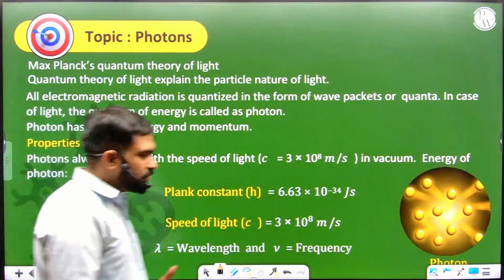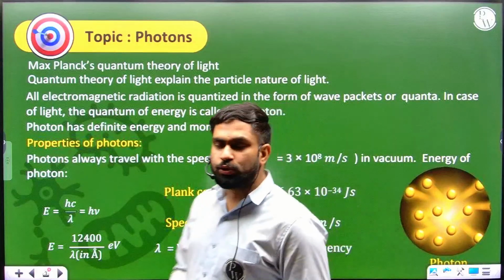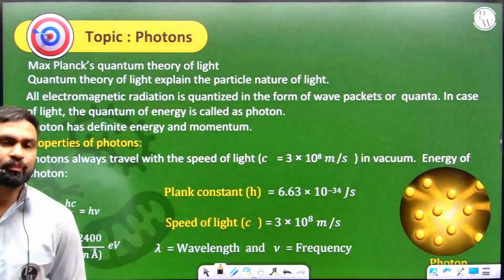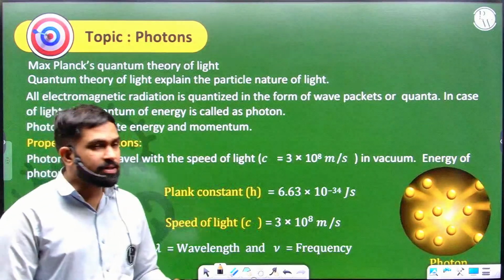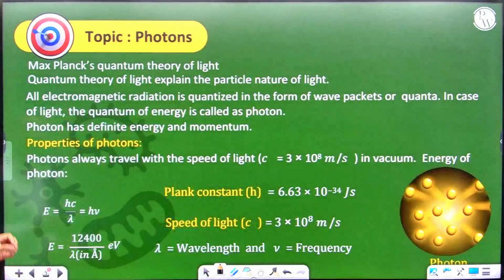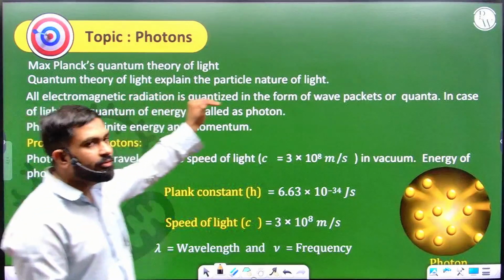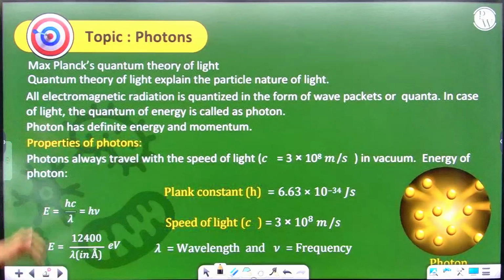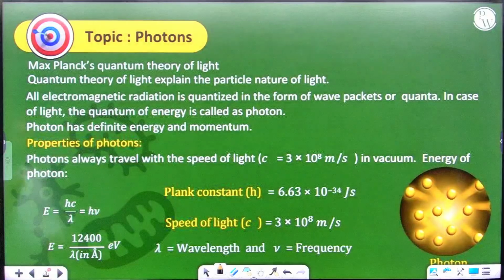Now moving on to the photon theory, we know that light constitutes photons, which are basically the energy packets or the particles of light. What are the different aspects of photons? As per Max Planck's photon theory of light, electromagnetic radiation is in the form of wave packets or quanta, which are known as photons, the quantum of energy. The photon has definite energy and momentum.